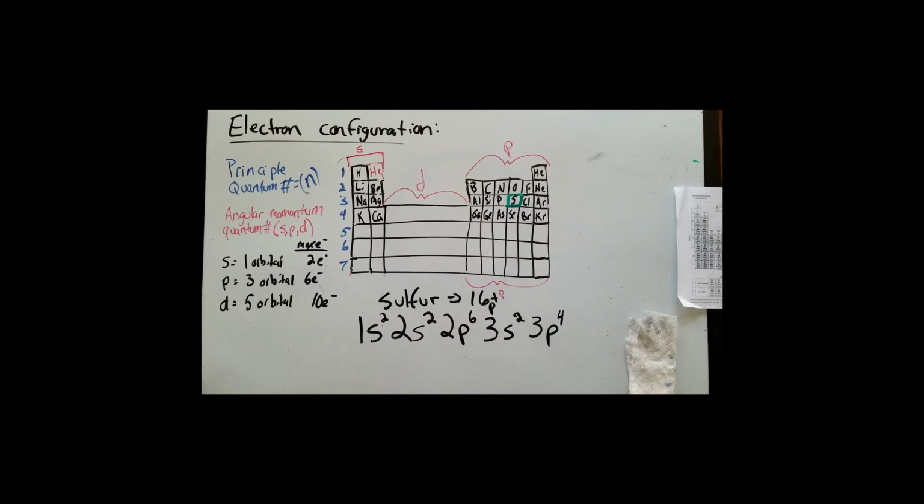To double check your work, you just need to count. For neutral atoms, you can count the total number of electrons. So when I add these up, I get 16. Since it's neutral, the electrons are equal to the protons. So it checks out that yes, that is indeed the electron configuration of sulfur.